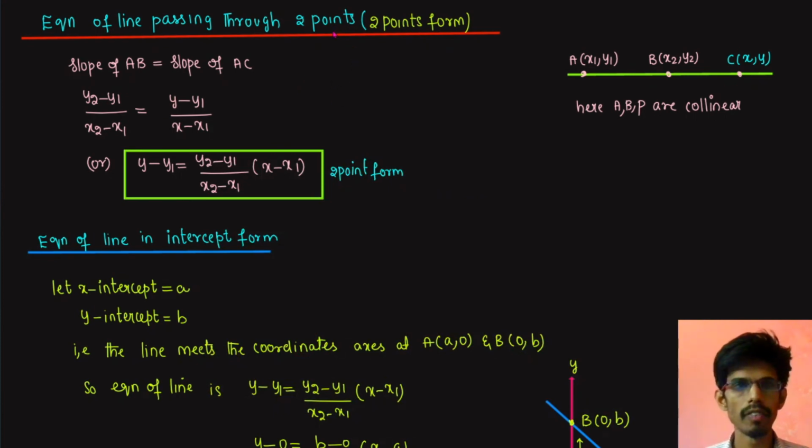Now in this class we will discuss the equation of a line passing through 2 points, or sometimes we call this the 2 point form. See here we have this line on which we have 3 points A, B and C. Now here this point C is a variable point.